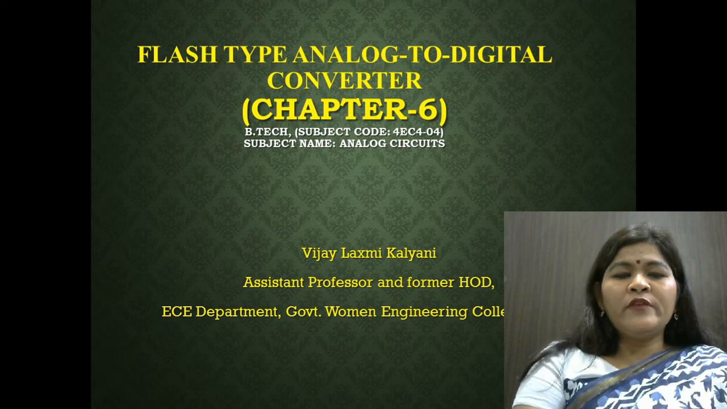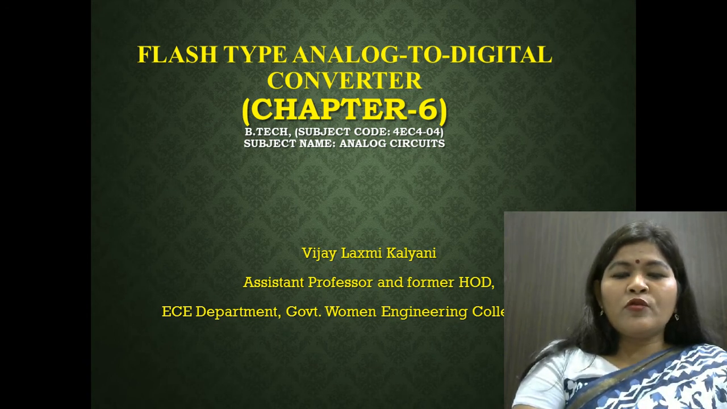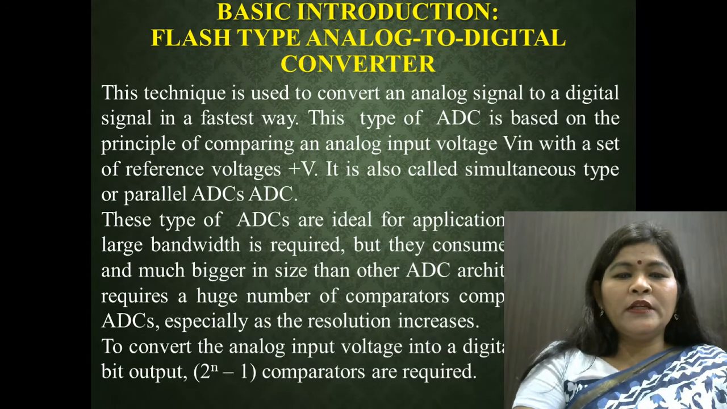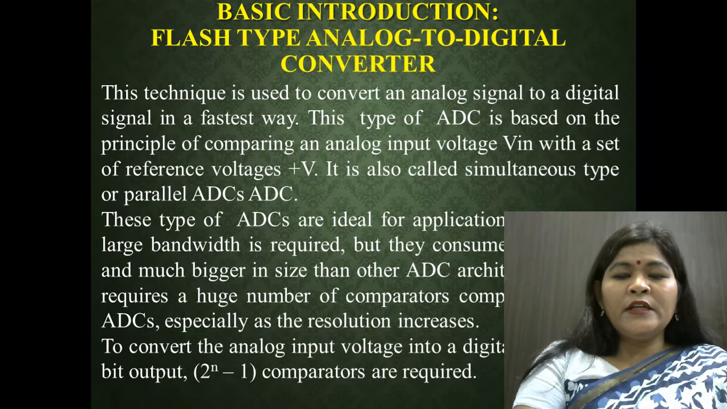Dear student, today we are going to learn about the flash type analog to digital converter. This analog to digital converter is also called simultaneous type or parallel analog to digital converter, and it is the fastest type of analog to digital converter. These are ideal for larger bandwidth applications such as satellite communication, radar processing, and oscilloscopes. But they consume more power and are much bigger in size compared to other analog to digital converters.